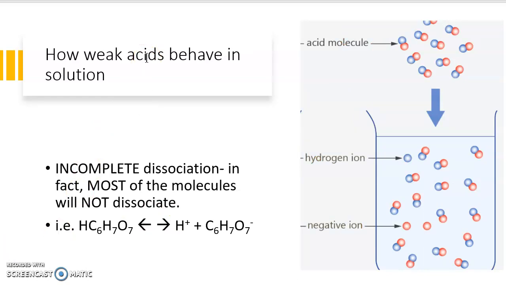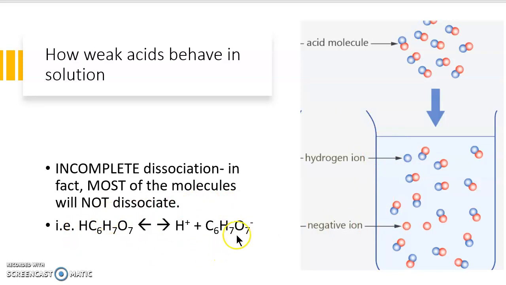Your weak acids behave a little bit differently in solution. Notice I've written that it's incomplete dissociation. Most of the molecules actually do not dissociate. What you can see here is all of these weak acid molecules. Once they're in solution, most of them stay intact as the entire molecule. Only some of them dissociate into the hydrogen ion and that negative anion.